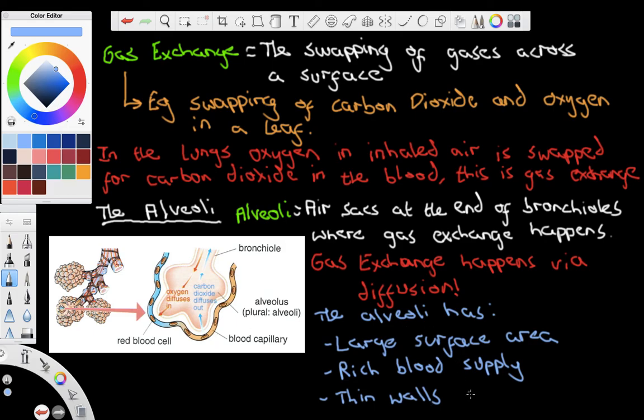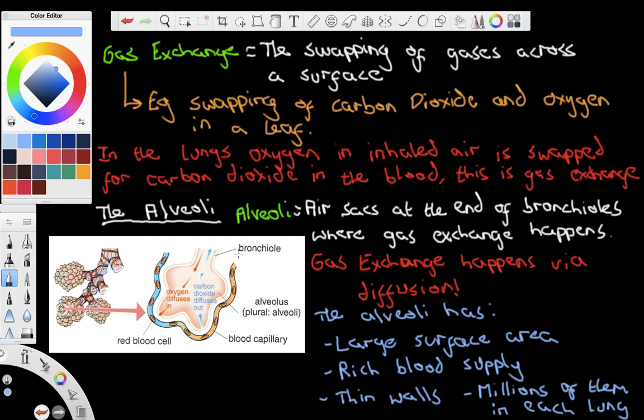And finally, there's lots of them, or even millions of them in each lung. Again, this increases the surface area for gas exchange to happen.